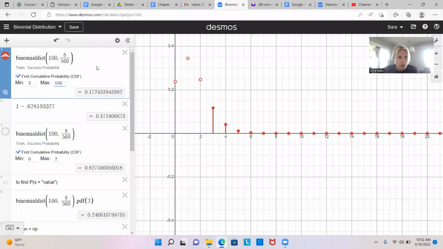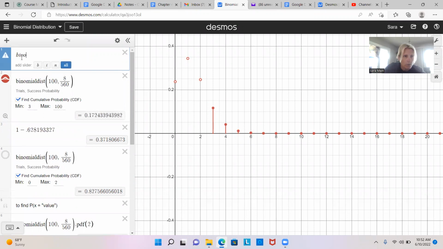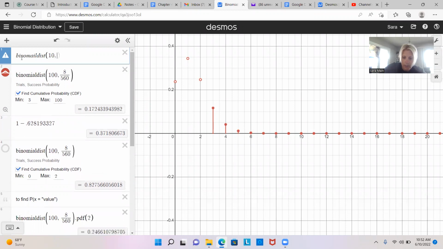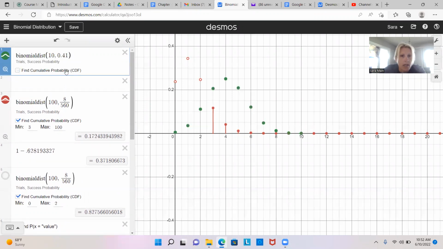But here is the Desmos for that. And I'm going to show you, it's binomial dist, and then ours was 10, comma 0.41. There we go. Now, I'm going to turn this one off. Now, because I have 10, notice I've got 10 options here in my outcomes in my graph.